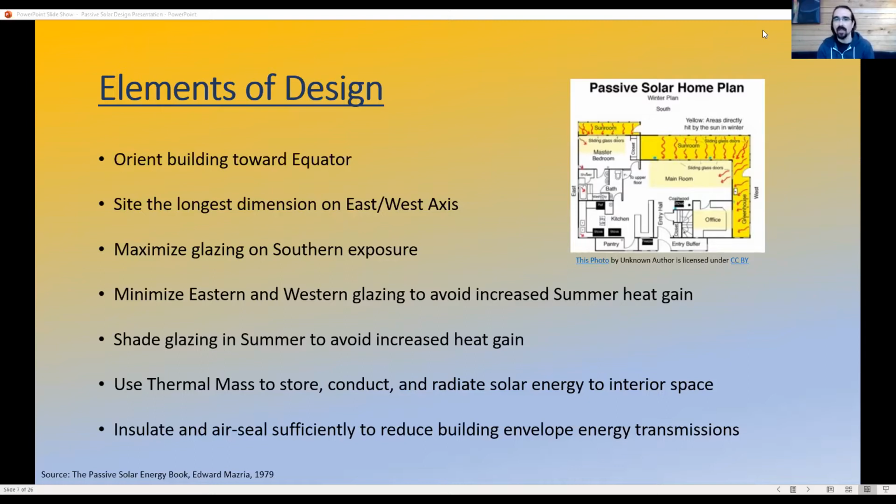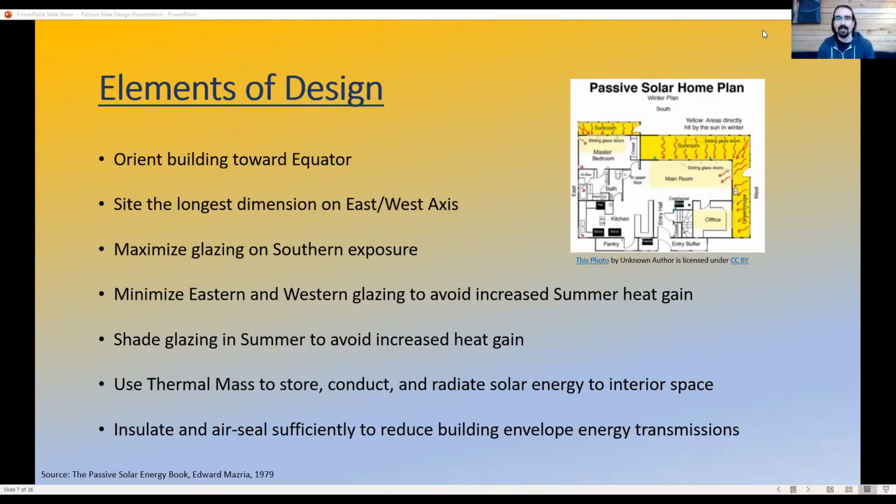Maximize the amount of glazing on the southern exposure, and I'll talk a little bit more about glazing as we go. Typically, you'd only want to use about 1/3 to 2/3 of the square footage on your southern exposure for glazing. It's possible to have too much glazing. So when I say maximize, I don't mean make the entire south side of your house a giant window.